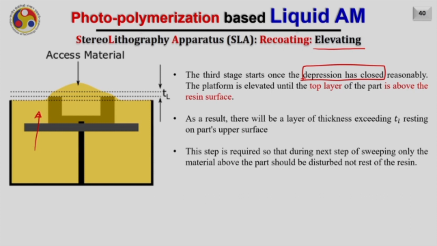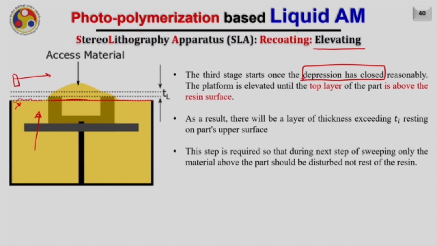You can see ideally the part should reach up to a certain value here, but it is going slightly above. It is because when a wiper or doctor blade wipes this excess material, it should not disturb the previous layer. If it disturbs the previous layer, you will generate some waviness here, and you have to wait a lot of time to get these waves settled. Therefore, usually it gets elevated slightly above the layer thickness.